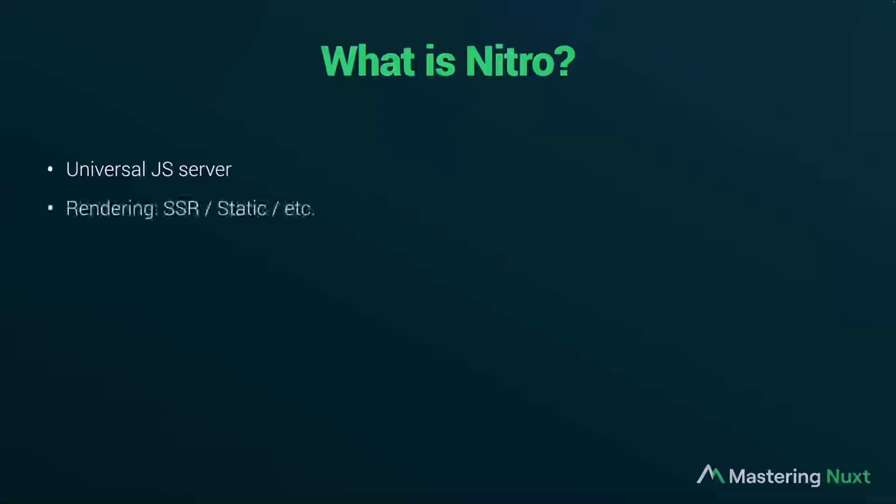So Nitro gives us the ability to do SSR, to do static generation. It also builds on top of H3 to give us file-based routing. It will look at our file system and translate that into the routes that H3 then uses. It will auto-configure itself for many different hosting providers so that it will be optimally run when you deploy it.